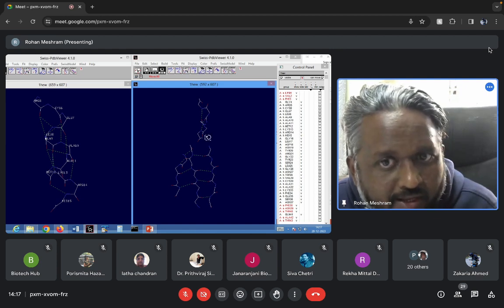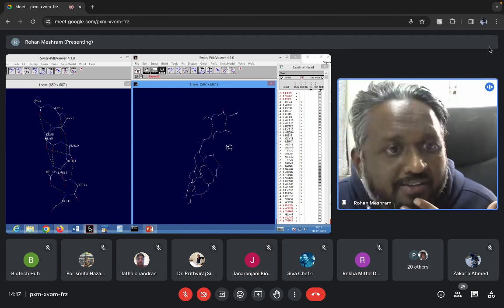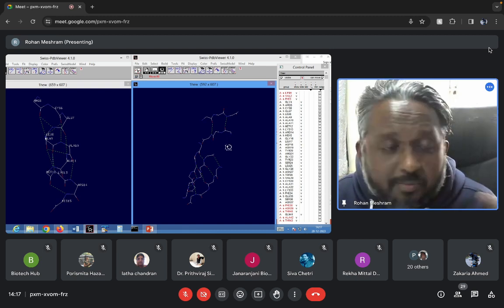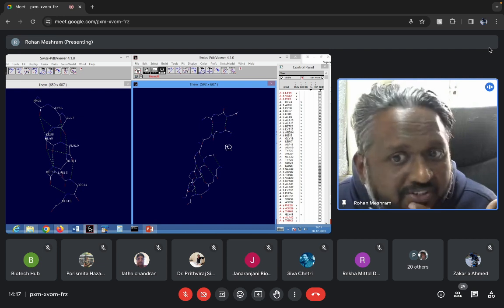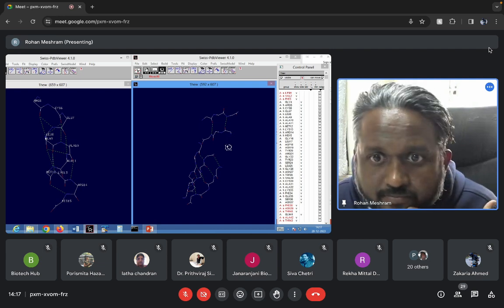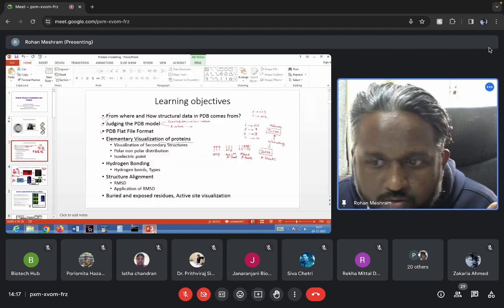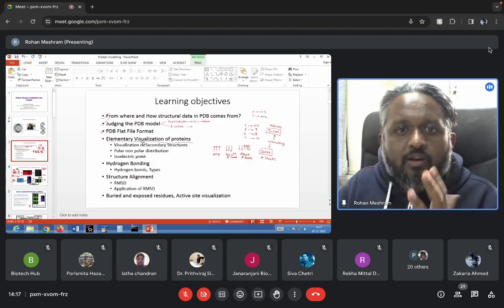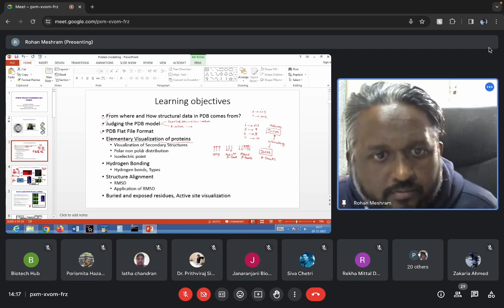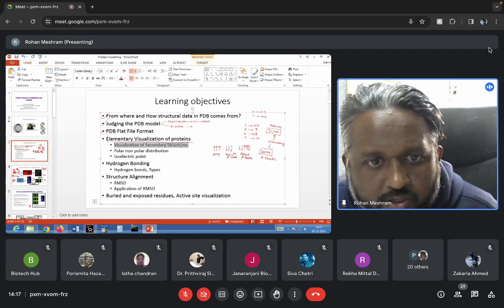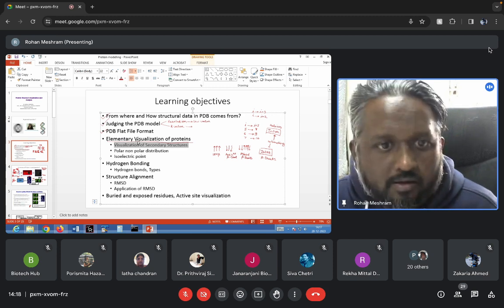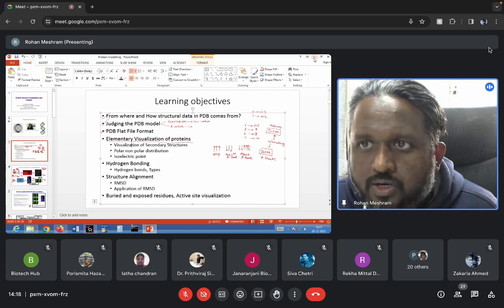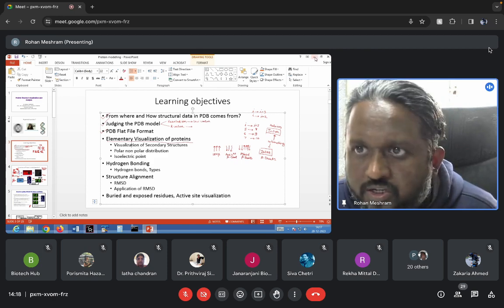Okay, or you can say it is the most important stabilizing factor. The pattern is the most important stabilizing factor when it comes to stabilizing your protein's three-dimensional structure as such. So I hope now you are clear with the secondary structure. Now we have completed this task of visualization of secondary structures. So now let us move on to polar and non-polar distribution.